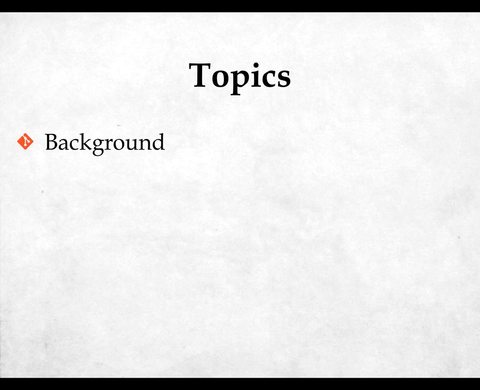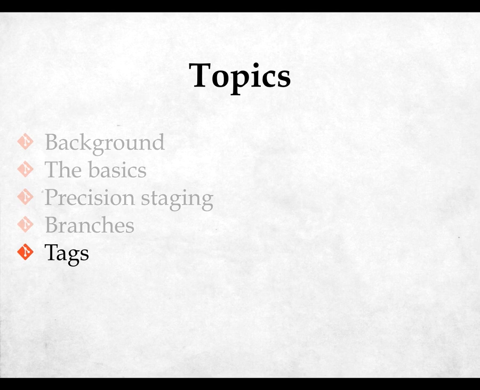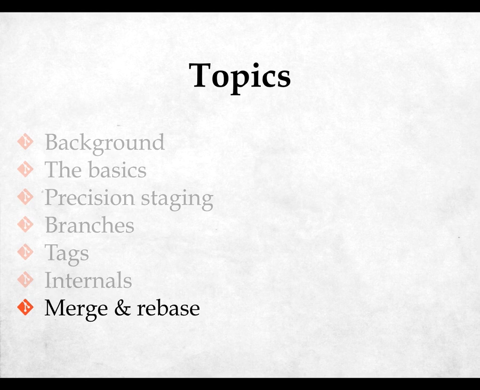So what am I going to cover? First of all, a bit of background about what Git is, why it's different from Subversion or other source control systems you may have seen. Some basics of how to use it for simple stuff. Precision staging doesn't make much sense until I've explained what staging means. I'm going to talk a bit about branching, a bit about tags, something about the internals of how Git actually works. Just a very small amount. You don't really need to know it, but it's useful to understand what's happening when you're using Git repositories. A bit about merging and rebasing, which is always fun.